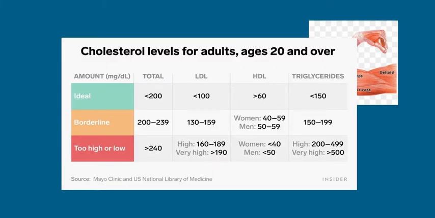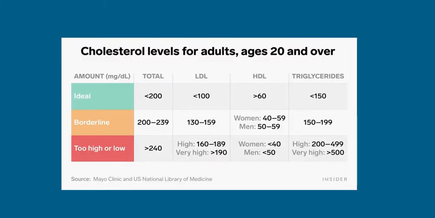So we need to know the different levels of cholesterol, especially with children nowadays, who are really obese. That is why they are having heart attacks and stuff like that. So ideally your total cholesterol level should be less than 200, your LDL should be less than 100, your HDL should be more than 60. If someone is above 60, he is really healthy, and triglycerides should be less than 150.